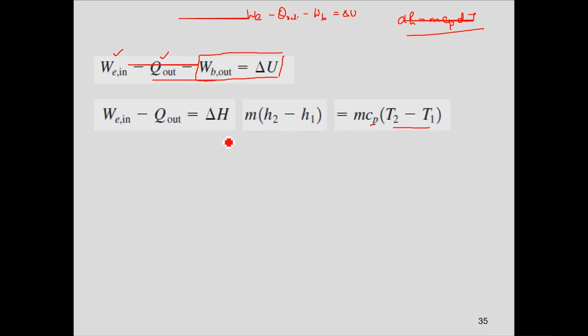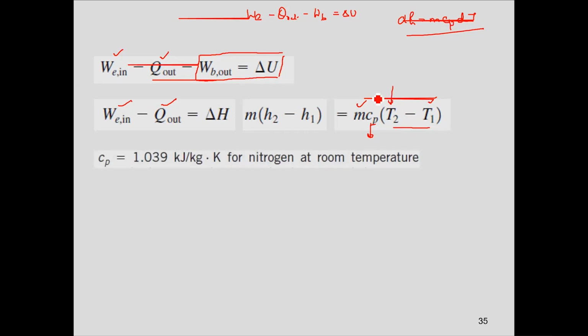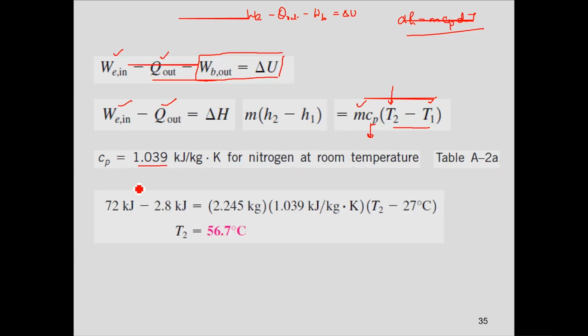Now if you look at this equation again, these values are known to you. Mass is known to you. T1 is known to you. Cp is something that you can find out from the tables for nitrogen as an ideal gas, and T2 is what you have to find out. So if you plug in the values, Cp for nitrogen from Table A2 is 1.039 for room temperature, since you are already at room temperature. And if you plug in the values, you will have the T2 value to be 56.7 degrees centigrade. Is it clear? Yes. Yes, sir.